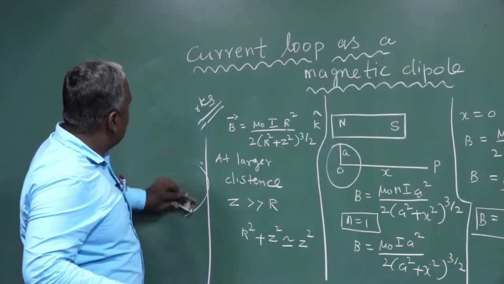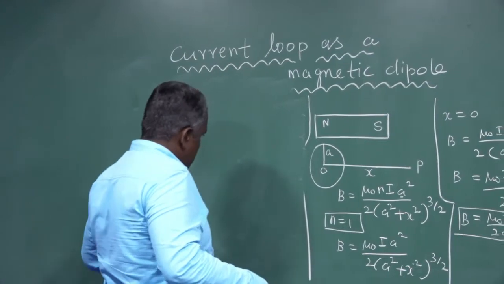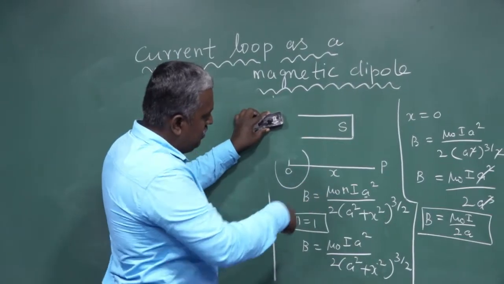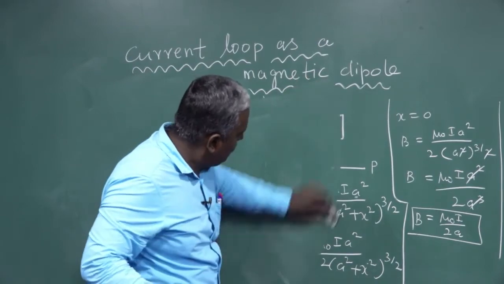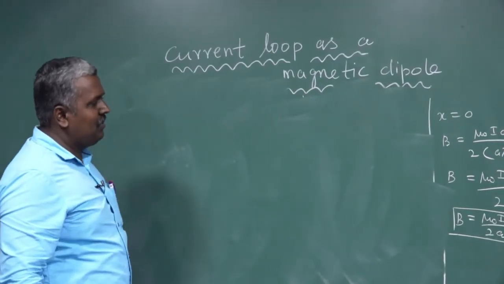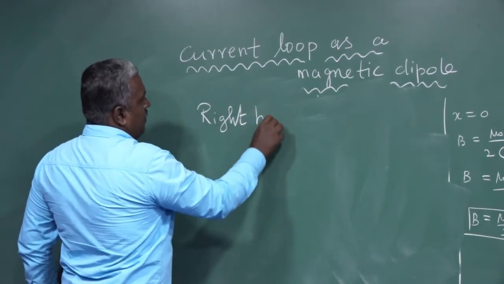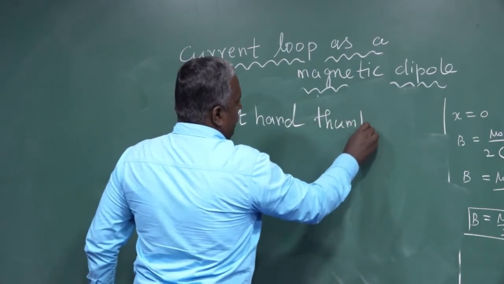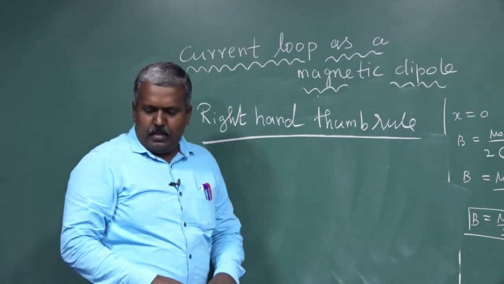Now we are going to discuss this: this is the center of the circular coil. Okay, listen. Now we are going to discuss the right hand thumb rule.